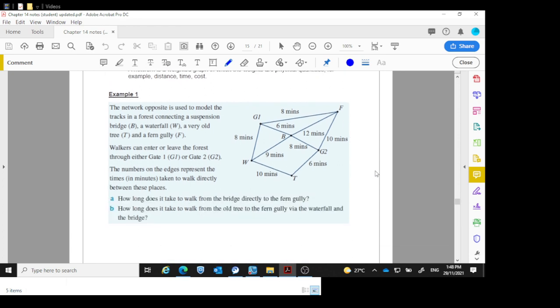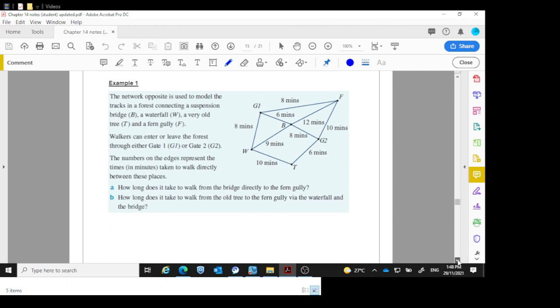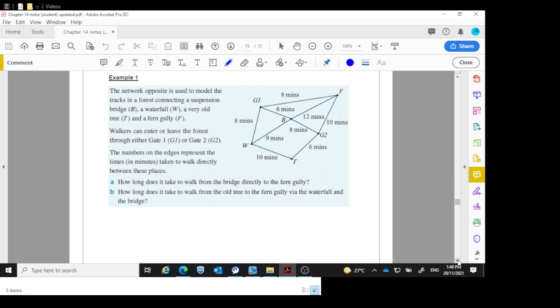So example 1 says a network opposite is used to model the tracks in a forest connecting the suspension bridge, which is B, a waterfall W, a very old tree T, and a fern gully F. Walkers can enter or leave the forest through gate 1 G1 or gate 2 G2. The numbers on the edges represent the times in minutes taken to walk directly between these places.